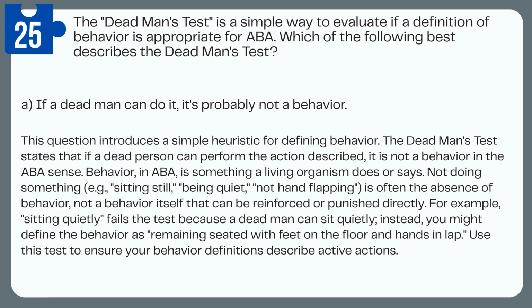For example, sitting quietly fails the test because a dead man can sit quietly. Instead, you might define the behavior as remaining seated with feet on the floor and hands in lap. Use this test to ensure your behavior definitions describe active actions.